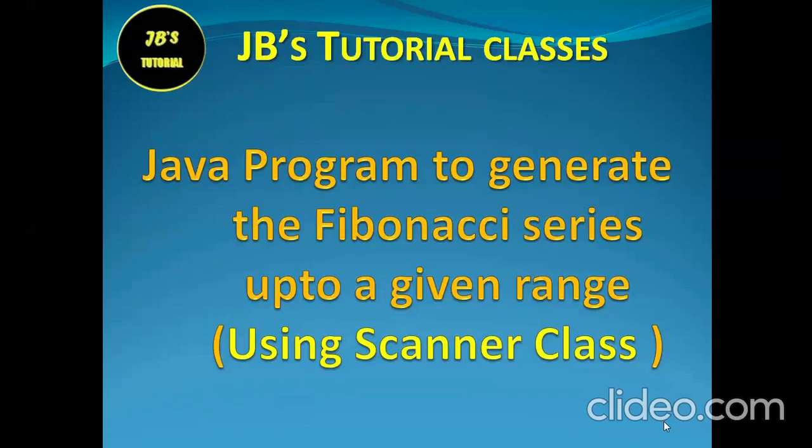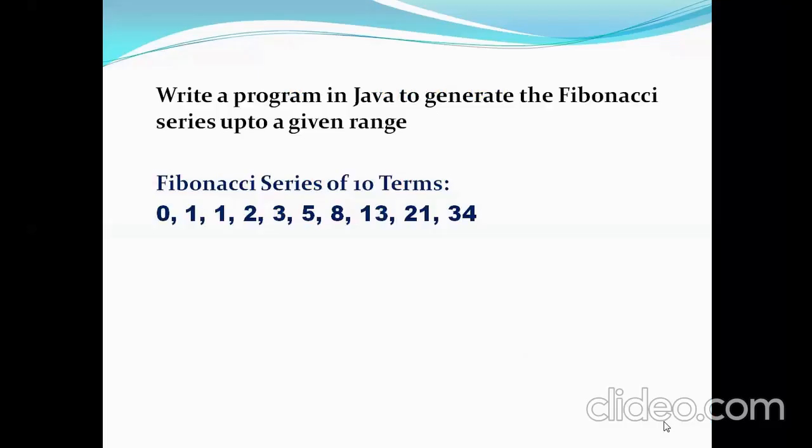So before starting the program, we should know what a Fibonacci series is. A Fibonacci series is a series where we first find out the number of terms we need. Then we take two values for the first term and the second term, so initially 0 and 1. Then we add up these two variables to get the third variable.